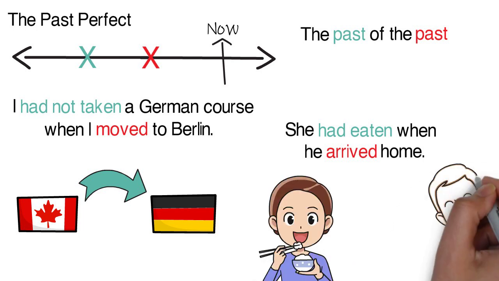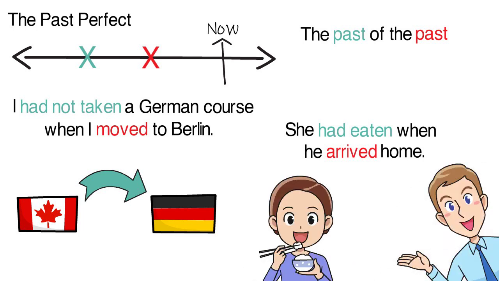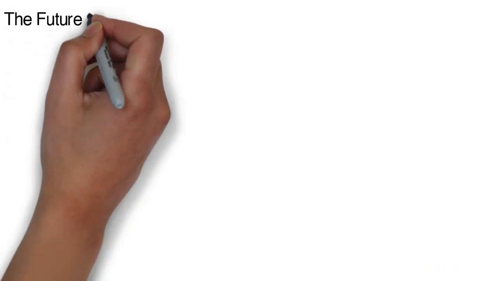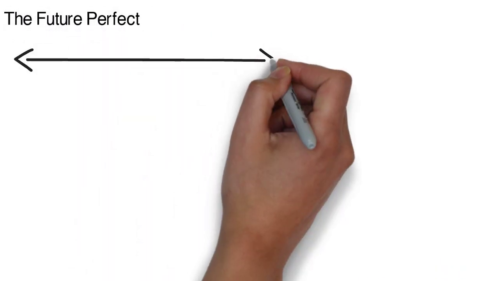She had eaten when he arrived home. In both cases, the past perfect verbs happened before the simple past verbs. All right, moving right along to the future perfect.